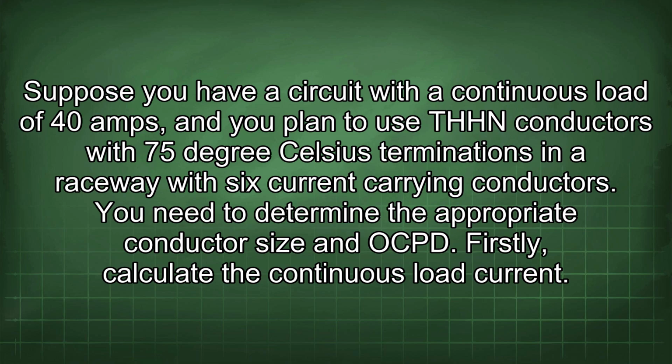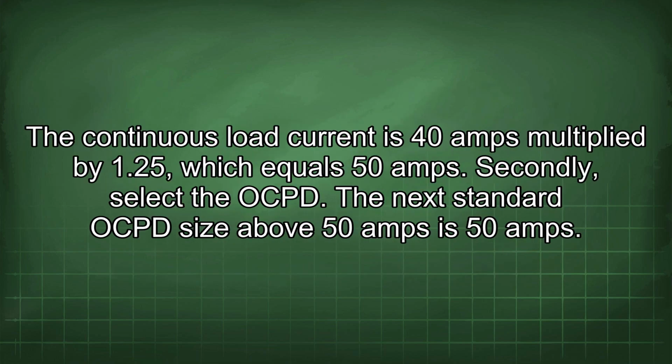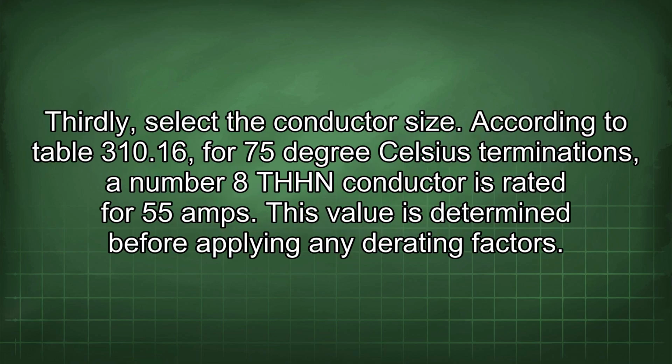Firstly, calculate the continuous load current. The continuous load current is 40 amps multiplied by 1.25, which equals 50 amps. Secondly, select the OCPD. The next standard OCPD size above 50 amps is 50 amps. Thirdly, select the conductor size. According to table 310.16, for 75°C terminations, a number 8 THHN conductor is rated for 55 amps. This value is determined before applying any derating factors.